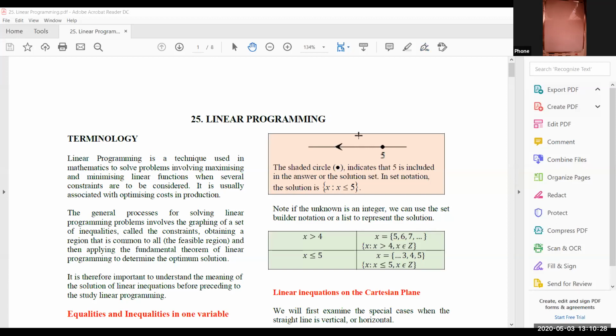So in today's class, we're going to be looking at linear programming, right? Now, linear programming is a technique that is used in mathematics to solve problems involving maximizing and minimizing linear functions when several constraints are to be considered. So it is usually associated with optimizing costs in production. So let's get straight into the lesson, right?